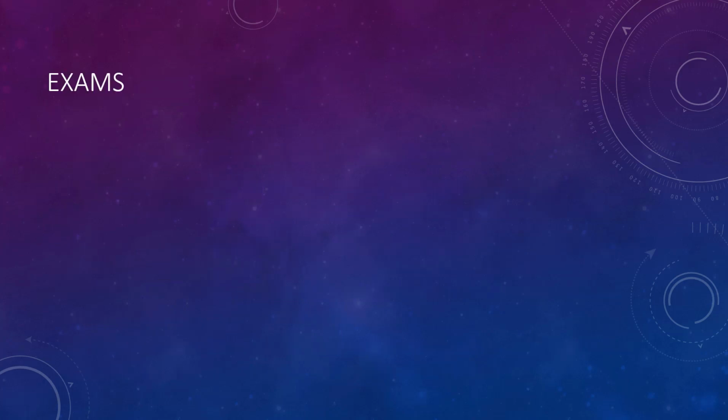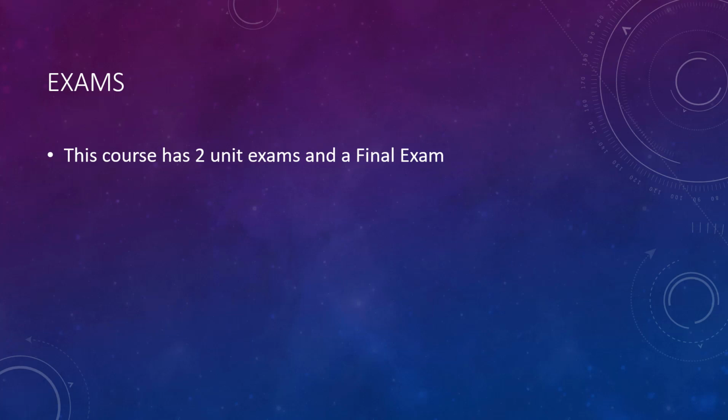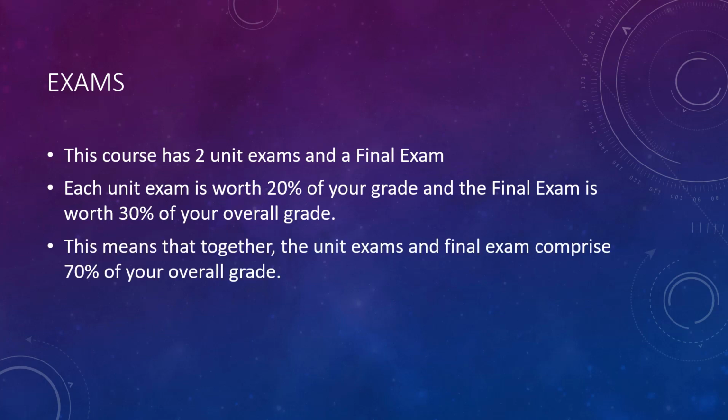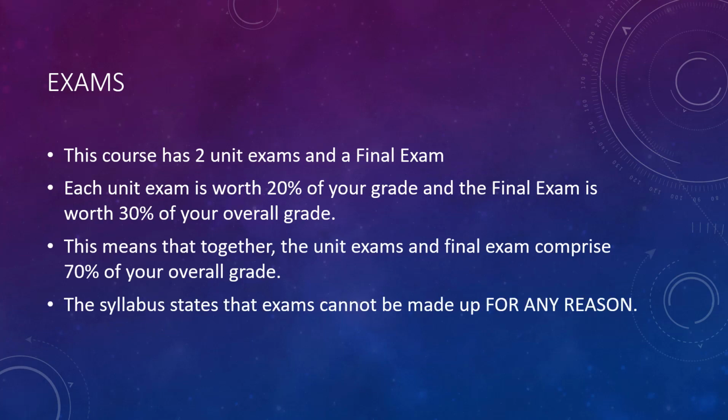Part 5, exams. Yes, everybody loves exams. So we have 2 unit exams and 1 final exam. Each unit exam is worth 20% of your grade, and the final is worth 30% of your overall grade. If you add that together, 20 plus 20 plus 30, that gives you 70. That means that 70% of your total grade comes from exams. So that is a lot. So you really want to make sure you're studying and preparing for these, because that's where most of your grade is going to come from.